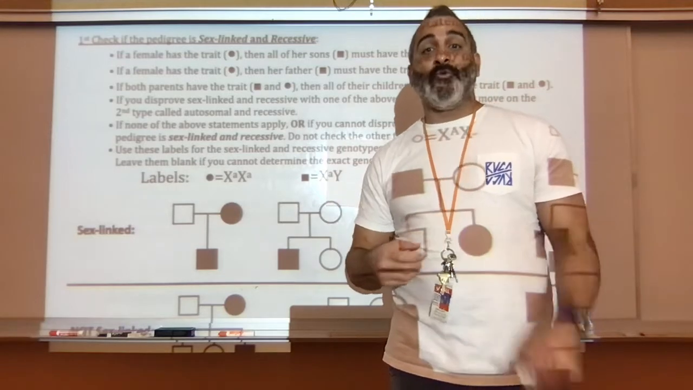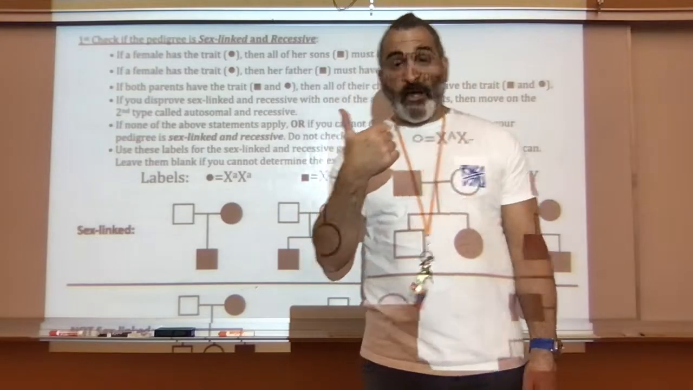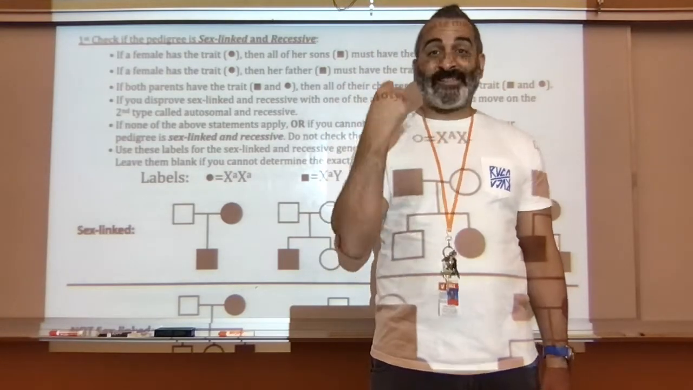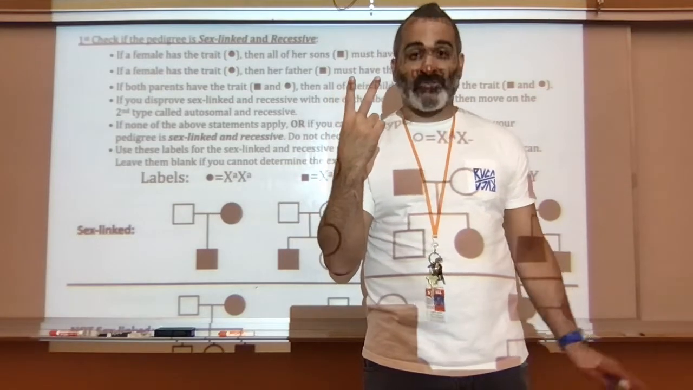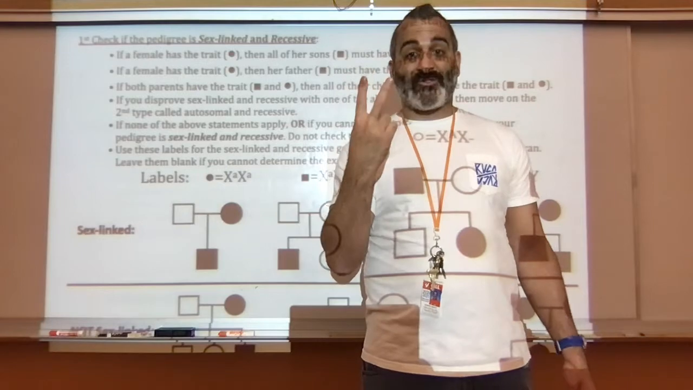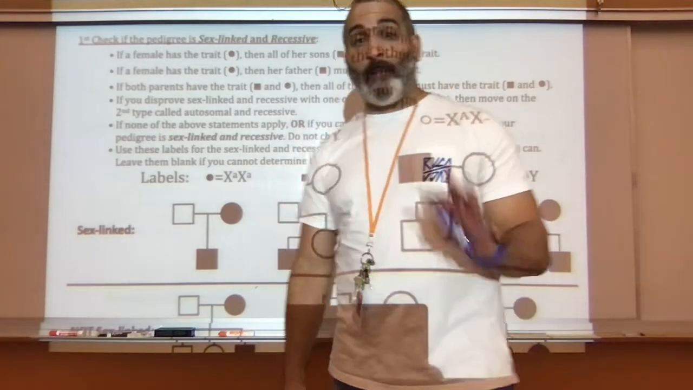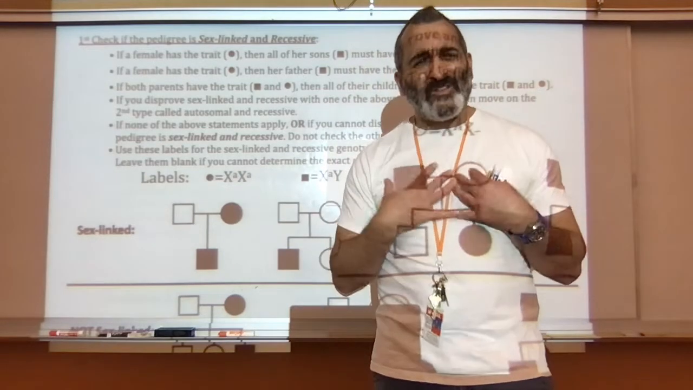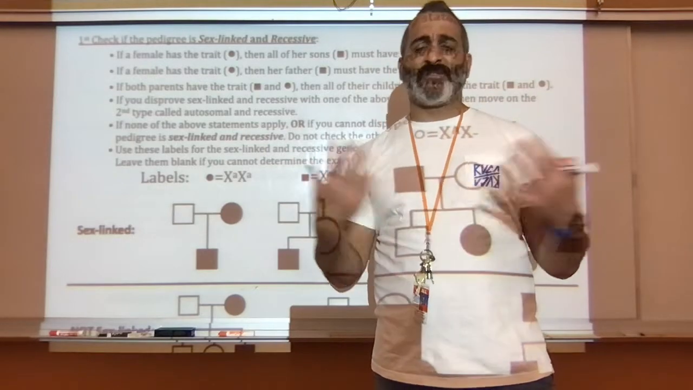Now, you need to know 3 kinds of inheritance patterns. Sex-linked automatically makes it recessive. That's the first kind. The second kind, not sex-linked or autosomal, same thing. Autosomal means not sex-linked. Autosomal and recessive is number 2, okay? And number 3 is autosomal and dominant. Well, what do I mean by all that? I'm telling you autosomal dominant, autosomal recessive. What do I mean by that?